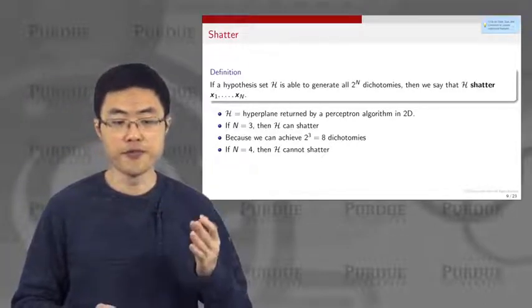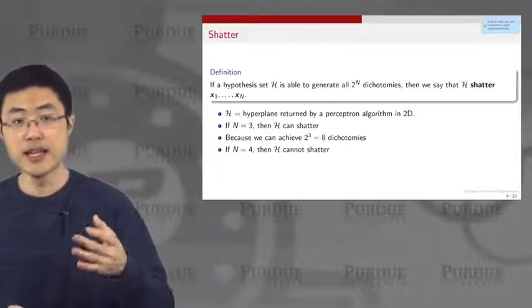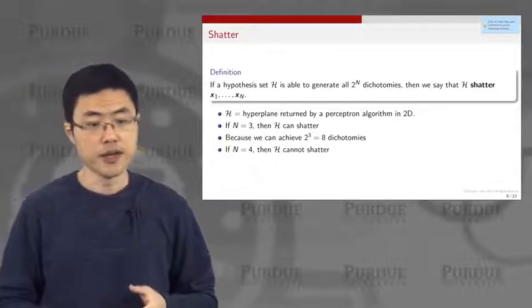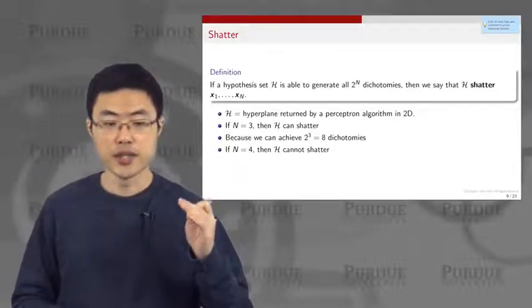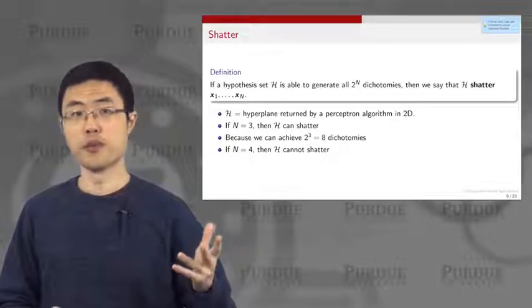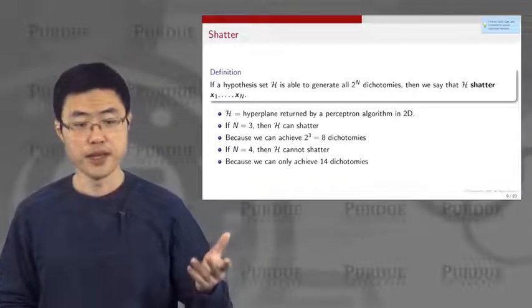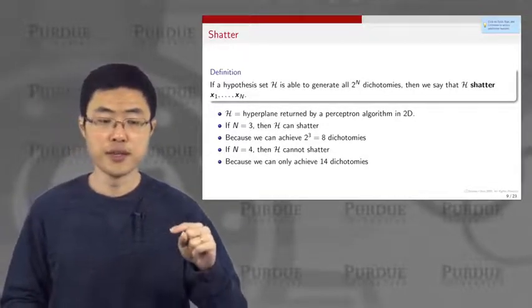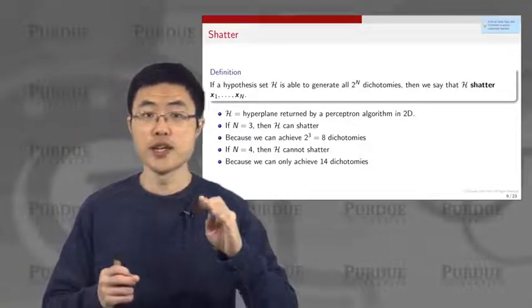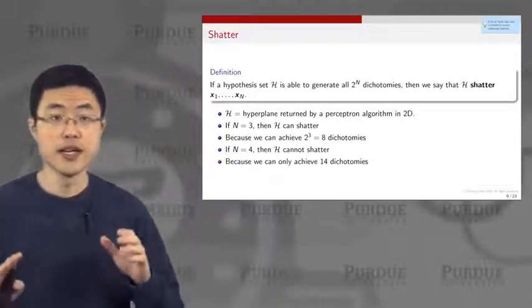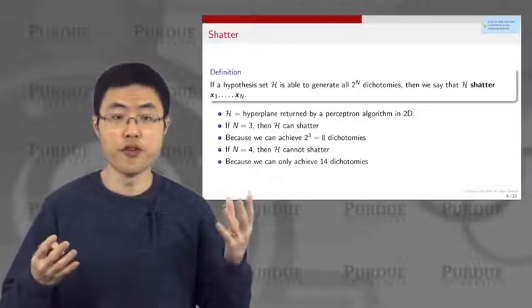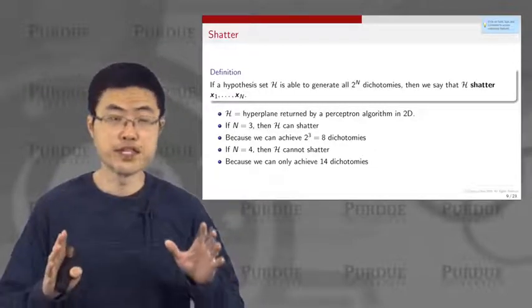So what if you have 4 data points? Can a linear classifier shatter? So now you can ask, what is 2 to the power 4? 2 to the power 4 is actually 16. But if you have 4 data points and you only have a 2D classifier, the best you can ever do is only 14 dichotomies. The growth number is 14.